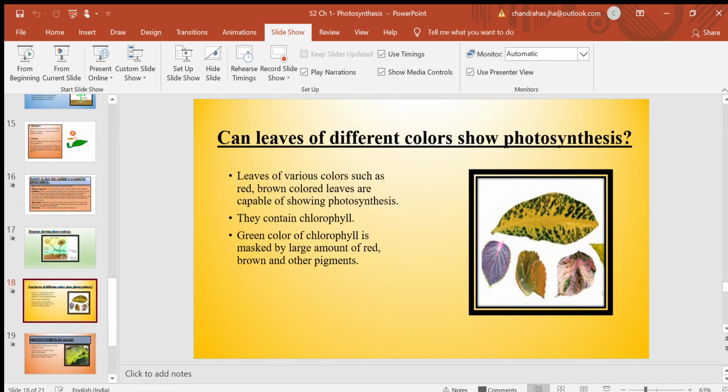Can leaves of different colors show photosynthesis? Yes. Leaves of various colors such as red and brown are capable of showing photosynthesis. They contain chlorophyll. The green color of chlorophyll is masked by a large amount of red, brown or other pigment.